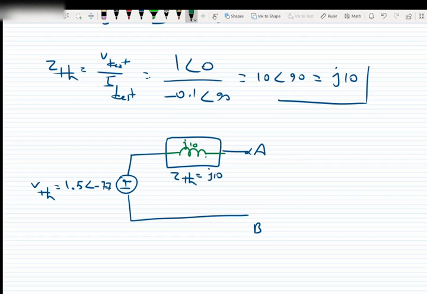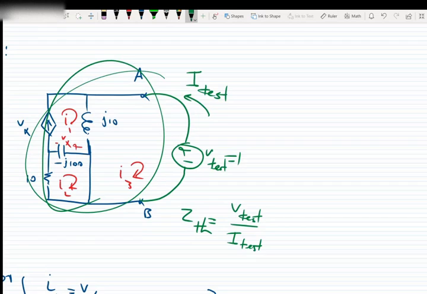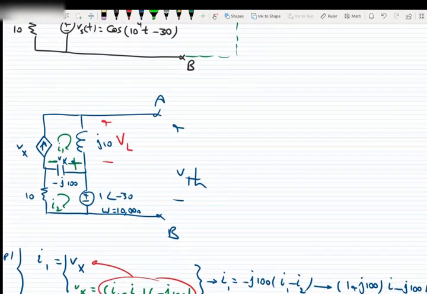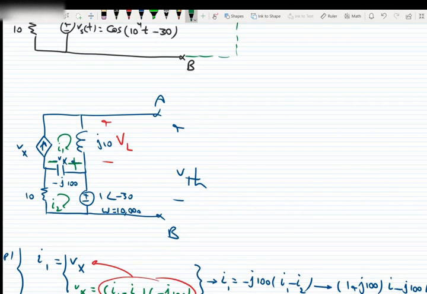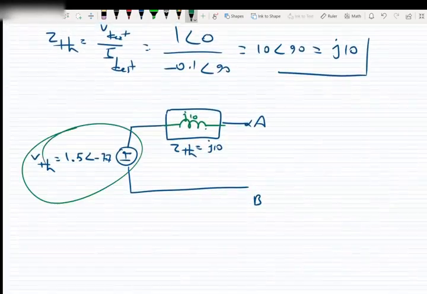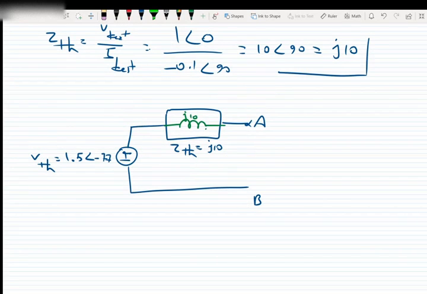Okay, so we can simply convert this entire circuit, two sources, one independent, one dependent, including one inductor, one capacitor, and two resistors, to a single voltage source and a single inductor. Okay, so this one was the last example for Thevenin and Norton equivalent.